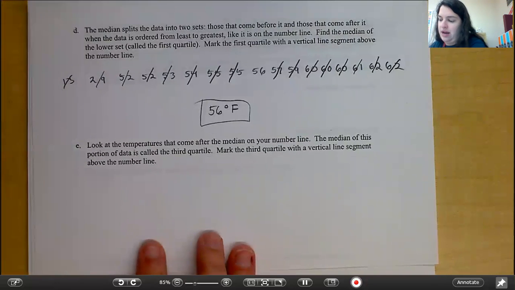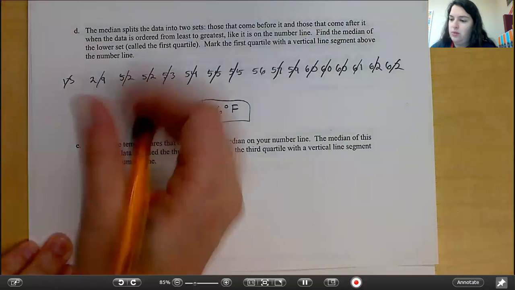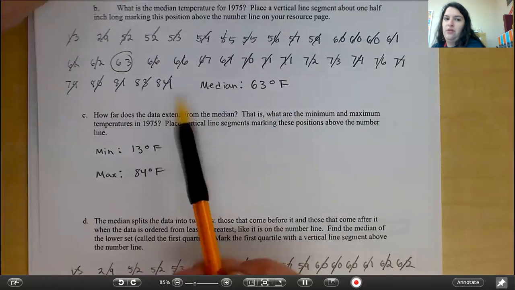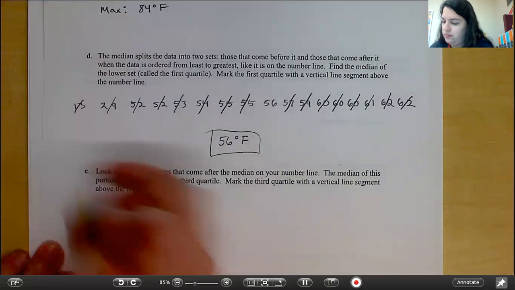Finally, the last part says, look at the temperatures that come after the median on your number line. The median of this portion of data is called the third quartile. Mark the third quartile with a vertical line segment above the number line. So now we're doing everything after the median, so 66 to 84. So I'm going to rewrite those.